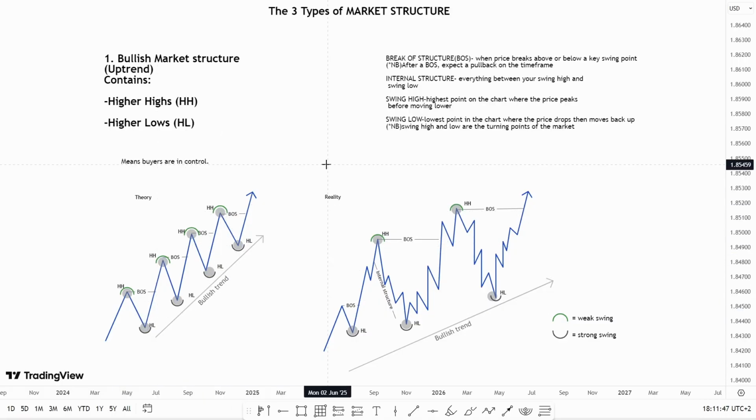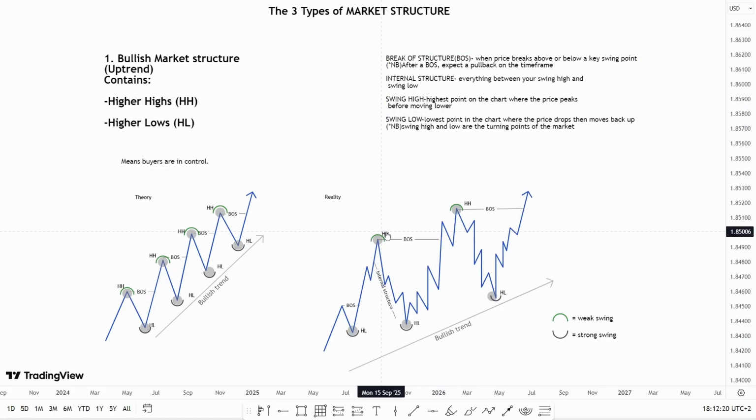This is how a bullish market works. It doesn't necessarily look like this in reality. It looks similar to this. It's more like you take one step higher, one step lower, two steps higher, then you take incremental steps lower, and then two steps higher, but incrementally. You're not taking them all in one step, you're taking them little by little, and that is called our internal structure, which is everything between our swing low and our swing high.